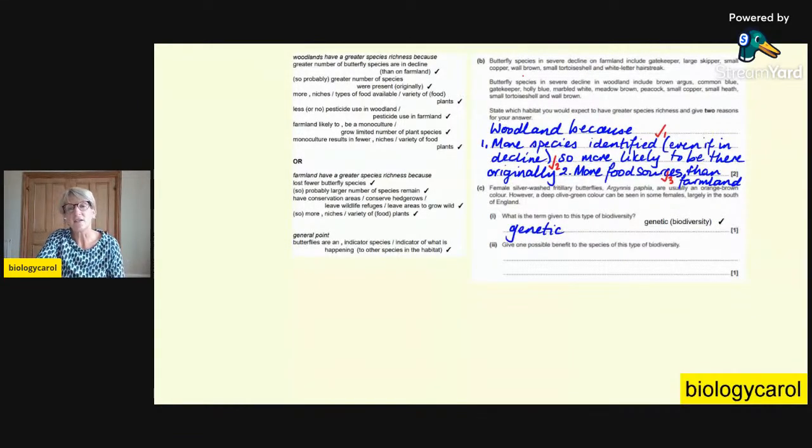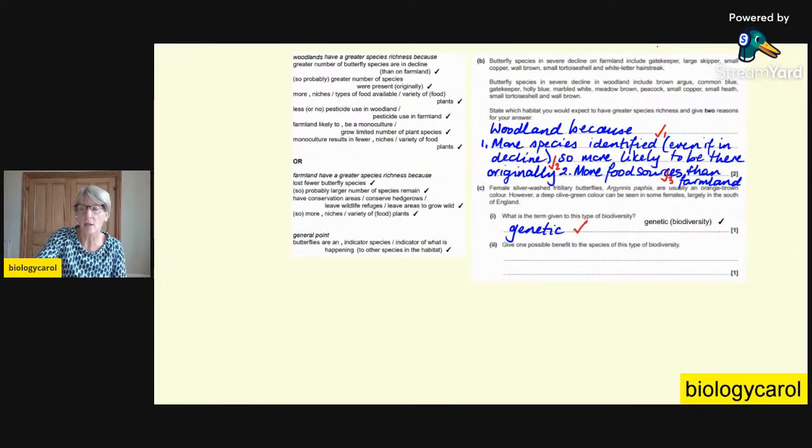Give 1 possible benefit to the species of this type of biodiversity. I could have totally gone down the route of, why is it useful for it to have loads of different alleles in a population? Well, if a new disease comes along, not all of them will be killed off. But I thought, if I can, I want to talk about the colour difference, because then I know they can't stop me getting a mark for not applying it to the particular example in hand.